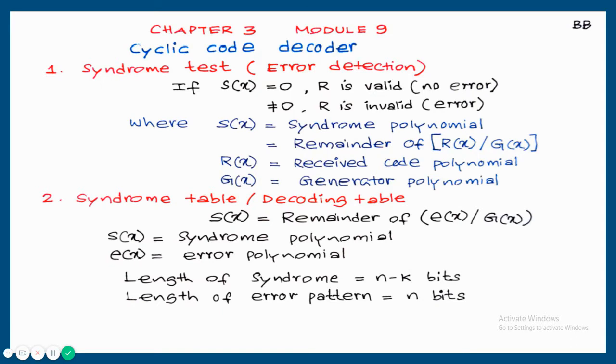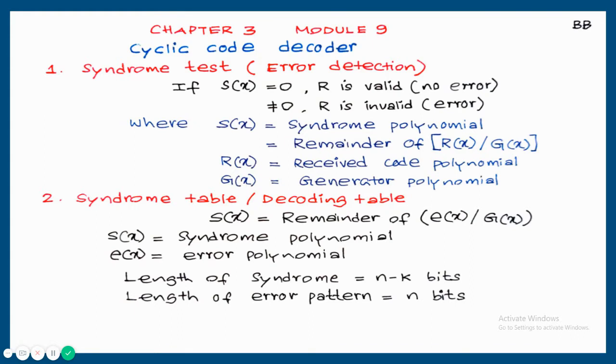Now how to calculate S of x. S of x is the syndrome polynomial, and that is the remainder of R of x upon G of x. R of x is the received code polynomial. G of x is the generator polynomial. From the received code polynomial and generator polynomial, S of x can be determined. If S of x is equal to 0, the code is going to be accepted. If S of x is not equal to 0, then correction is needed before accepting that code.